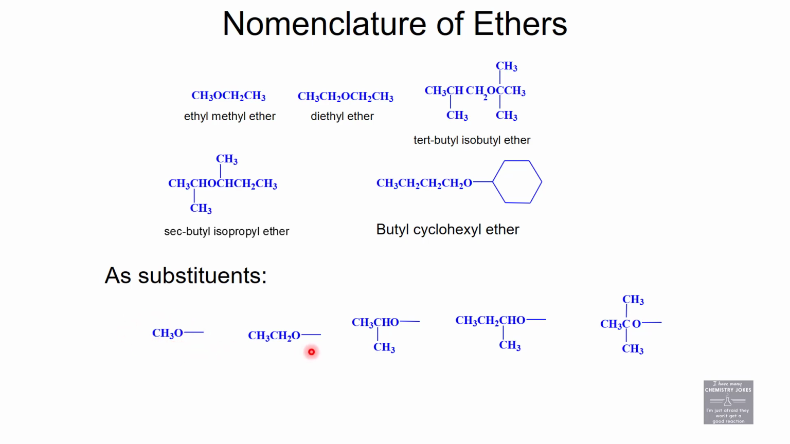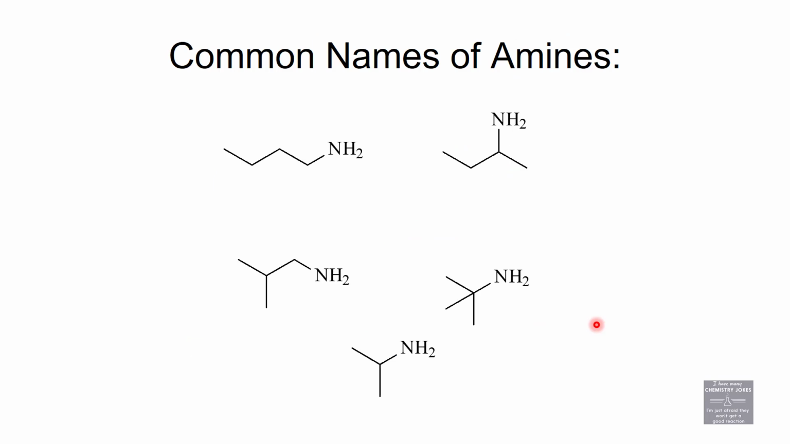So 1 carbon, that makes this a methoxy. 2 carbons, ethoxy. 3 carbons, not all in a line. 3 carbons connected by the middle, isopropoxy. 4 carbons connected by the secondary, sec-butoxy, tert-butoxy. Hopefully you get the pattern and can name some ethers. That's our only ether examples.